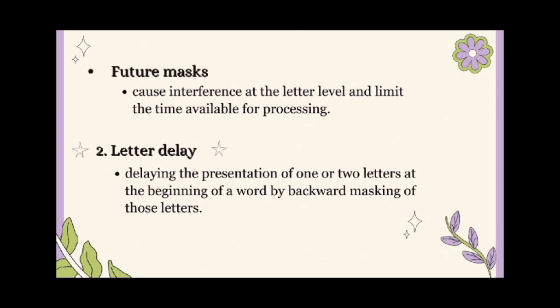Letter delay is a specific type of interference used in experiments to study word recognition by delaying the appearance of the first one or two letters. Researchers can investigate how this delay affects the ability to recognize and process the word. The goal is to see how important those initial letters are for recognizing the word correctly. This method helps researchers understand the role of the initial letters in word recognition and how delays or interruptions can impact our ability to read and understand text quickly.